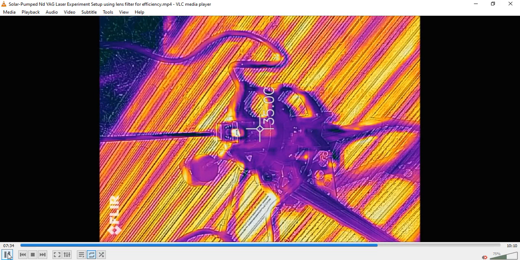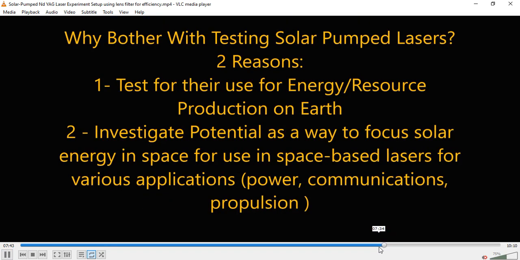So why would anyone even want to build a solar-powered laser? What are the applications of this? There are many reasons, but the two I mentioned are to test their use for energy resource production on Earth, or to investigate them as a potential way to focus solar energy in space for use in space-based lasers for various applications.